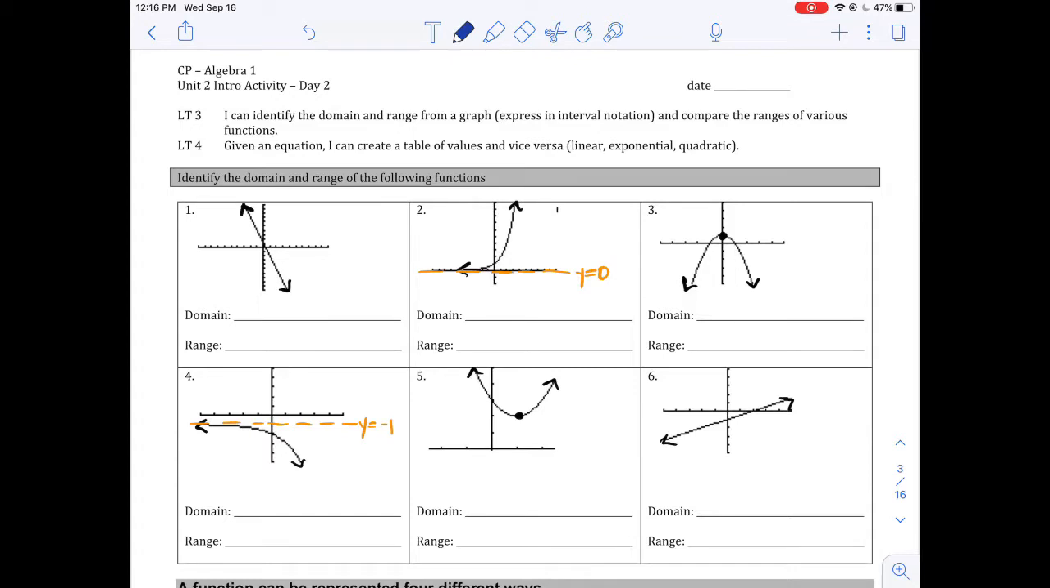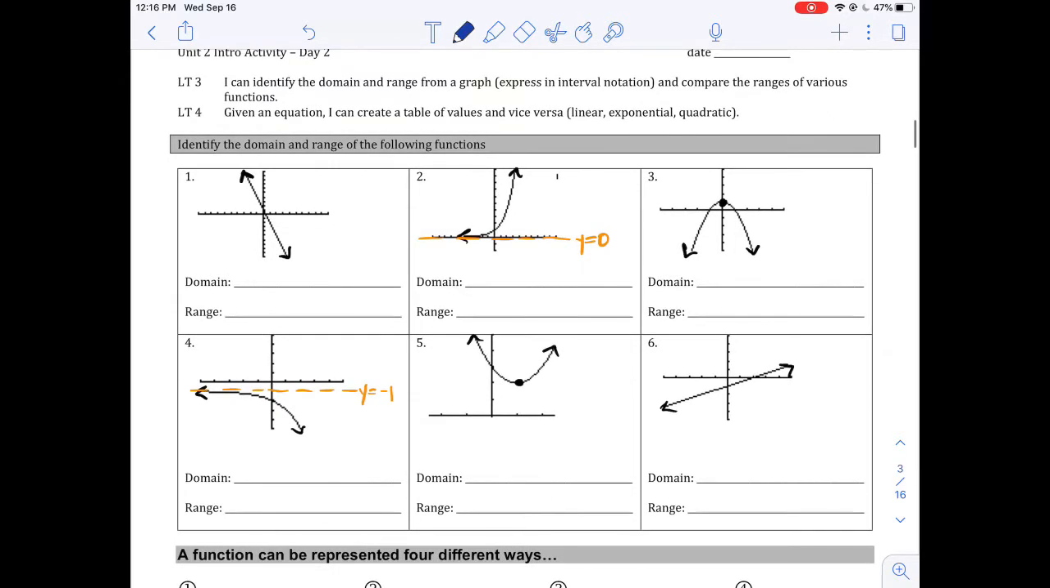So the first part is review, and we're going to identify the domain and range of the following functions. And now we know what type these functions are. So when I look at 1 through 6, we're going to have linear, exponential, and quadratic. So let's first focus on the two linear functions. So remember, those are represented by a straight line when I look at a graph.